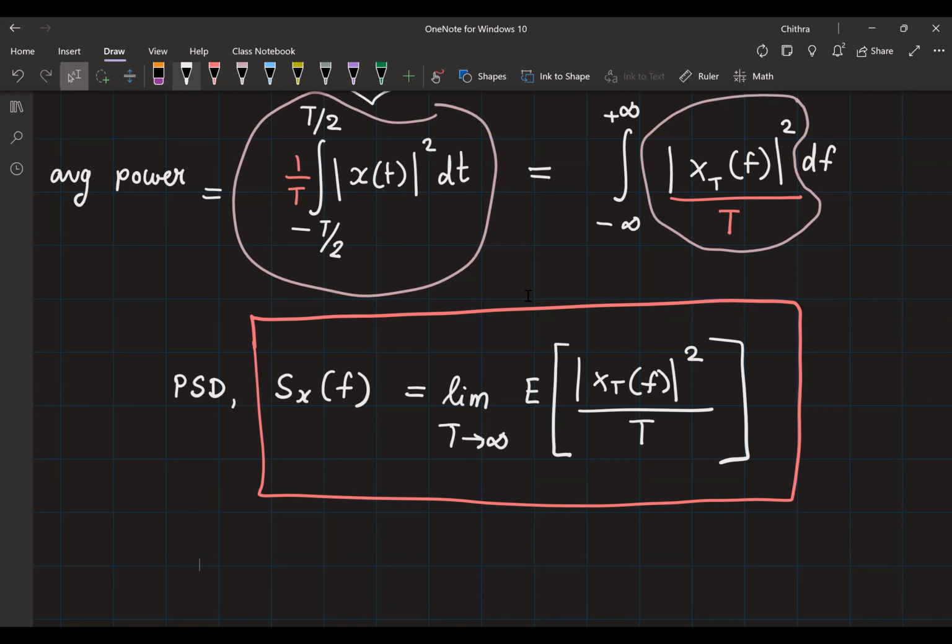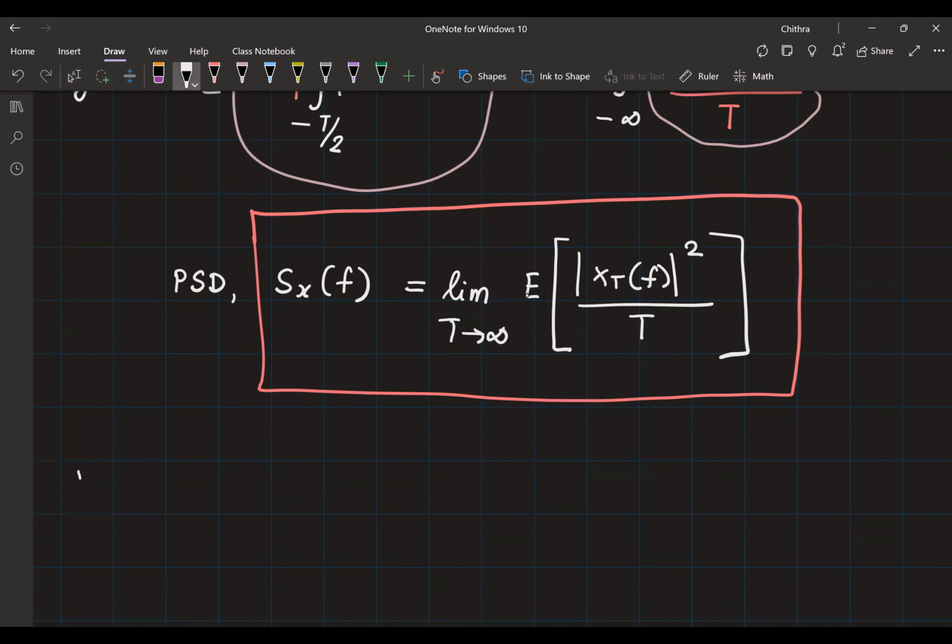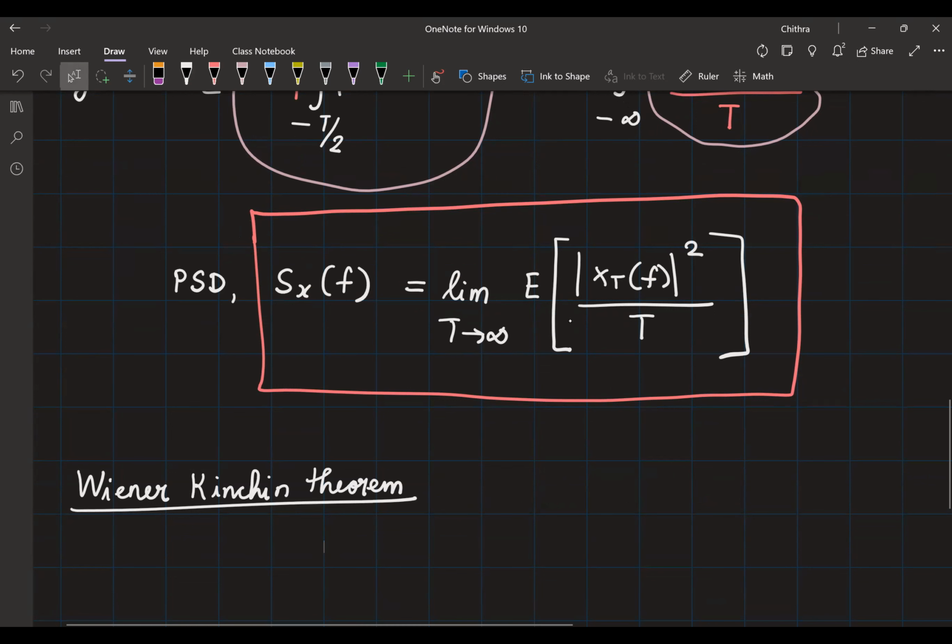So now what the Wiener-Khinchin theorem tells us is that this above limit exists for a wide sense stationary process. So if x of t is a wide sense stationary process, the above limit exists.